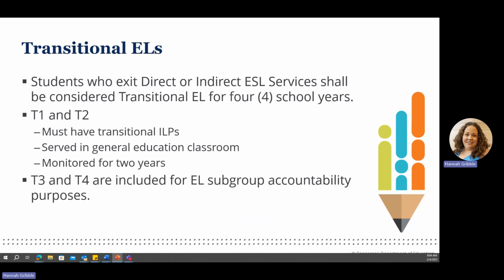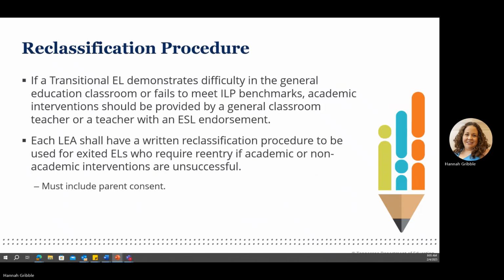Students who exit direct or indirect ESL services shall be considered transitional EL for 4 school years. Transition Year 1 and Transition Year 2 students must have transitional ILPs, are served in the general education classroom, and are monitored for 2 years. Transition Year 3 and Transition Year 4 students are included for EL subgroup accountability purposes. Each LEA is required to have a reclassification procedure.